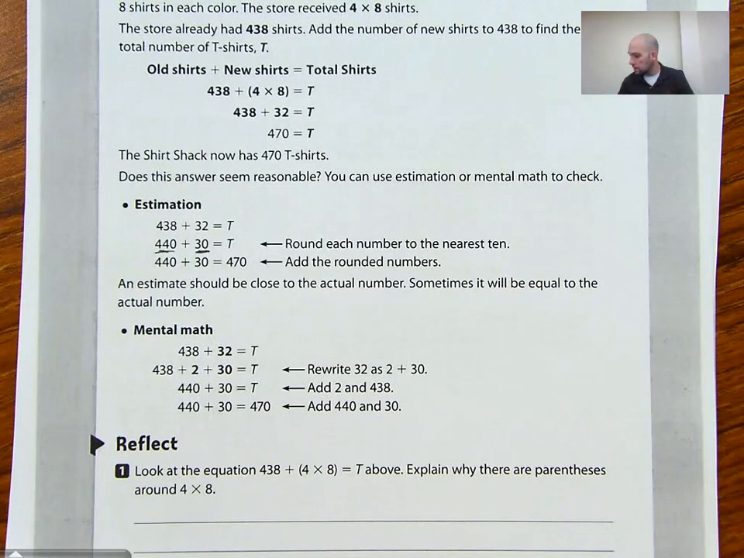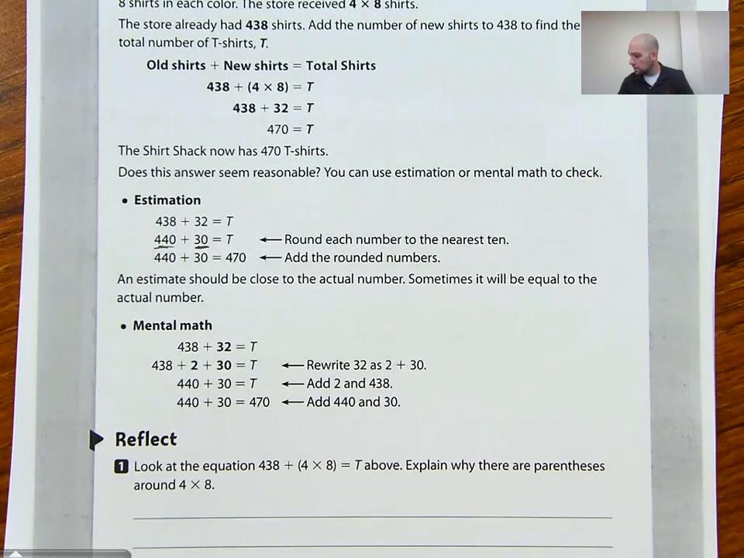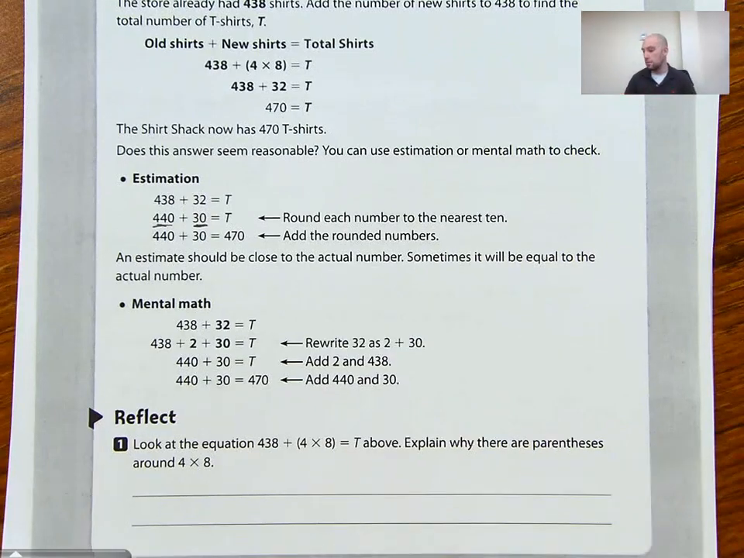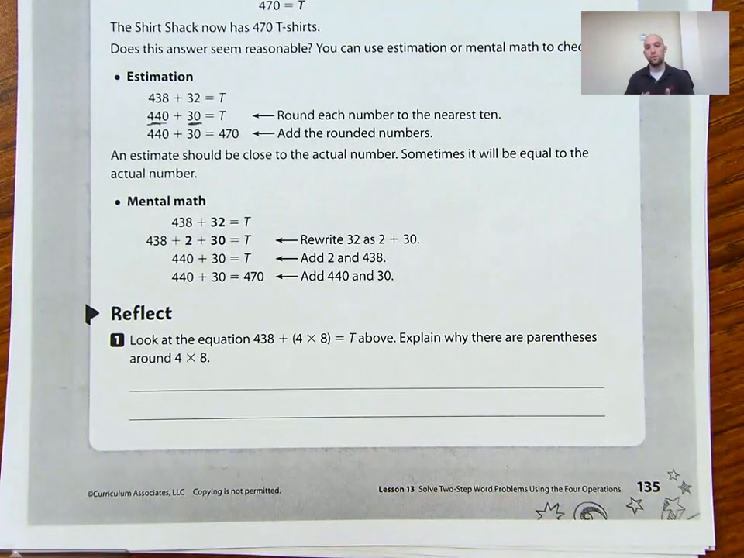And then sometimes it will equal the actual number. So in this case, our estimate is the actual number. Sometimes it would be close. But as long as we're close to what we estimated, we know our answer is reasonable.